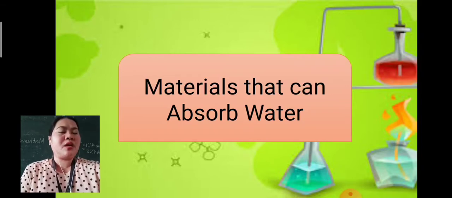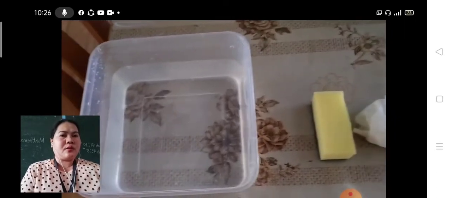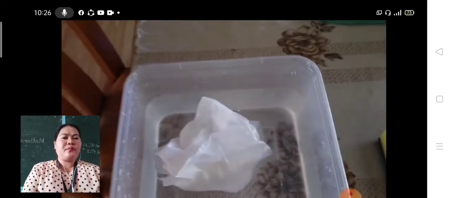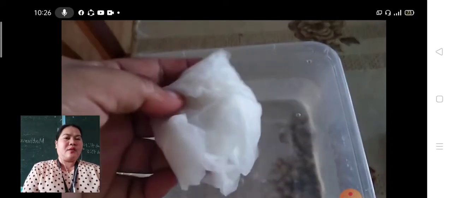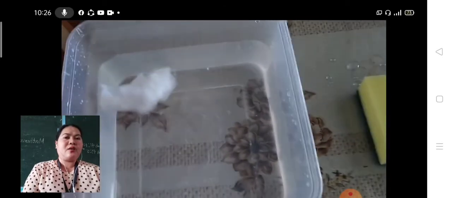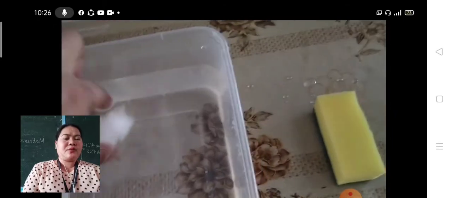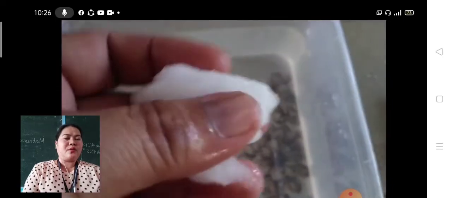I have a demonstration here about the materials that can absorb water. I have water in a container, a sponge, a tissue, and cotton. First is the tissue. What do you think, class? Is it absorbed or not? Okay, it is absorbed. Next is the cotton. What do you think? Is it absorbed or not? Okay, it is absorbed also.